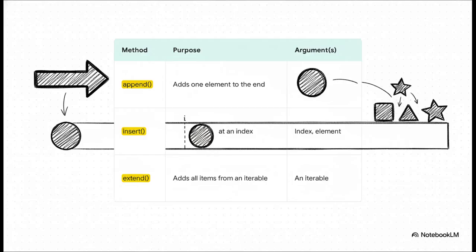Now, this is where folks can get a little tripped up, but this slide makes it super clear. Append is the simplest. It just tacks one single element onto the very end of the list. Insert gives you a bit more surgical precision, letting you add an element at a specific index. And then there's extend, which is what you use when you want to take all the items from another collection and add them to the end of your list.